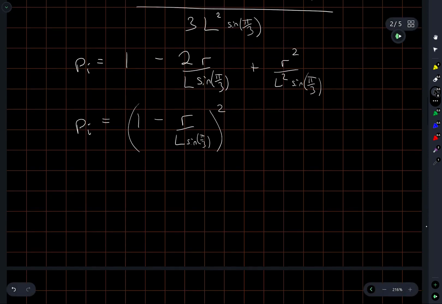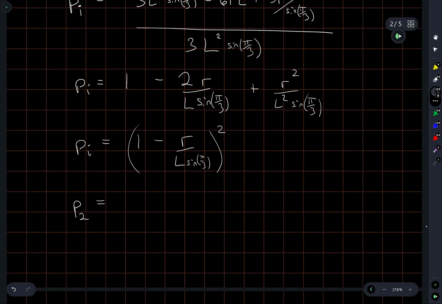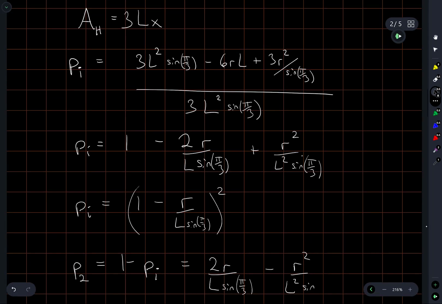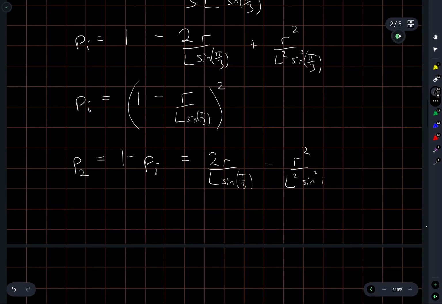Okay, and so the probability of our hoop touching two colors is 1 minus the probability of landing inside. I guess I'll use this expression here for that. So it's 2R over L sine pi over 3 minus R squared over L squared, I'm missing a squared on this, sine squared pi over 3.